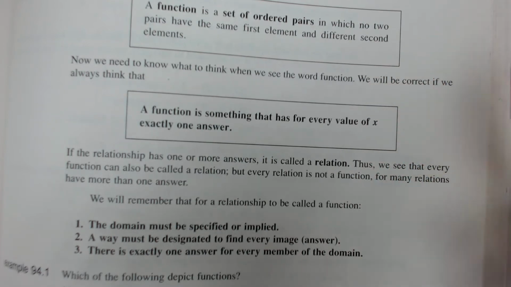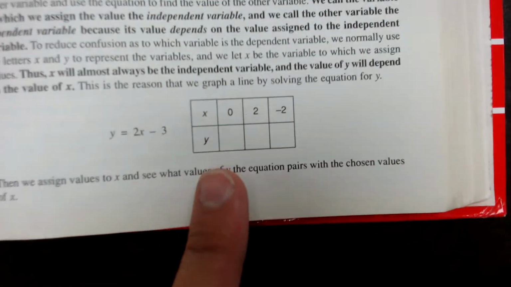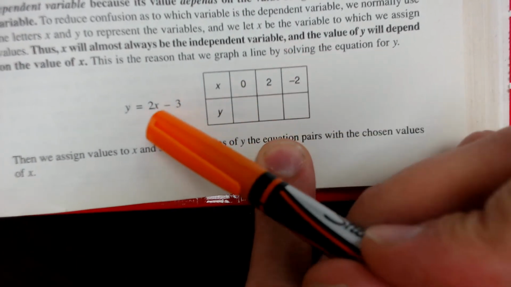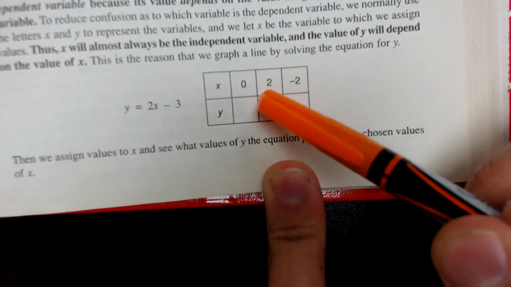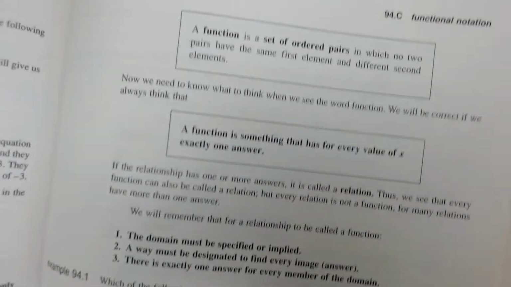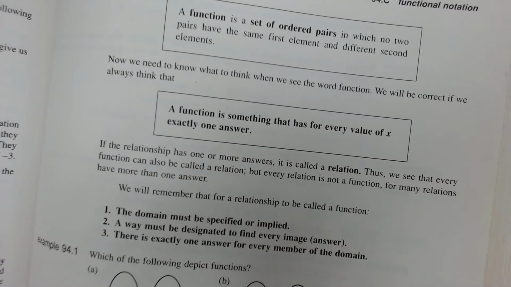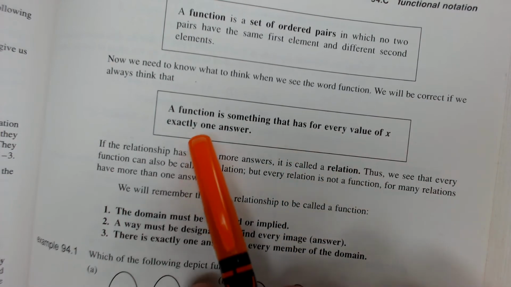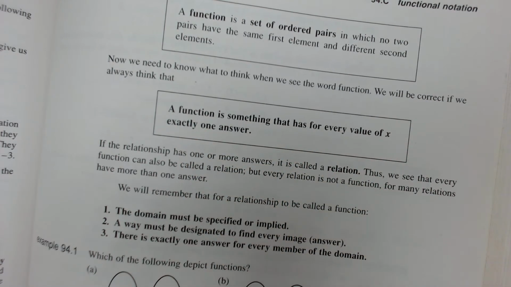That doesn't work. And if we go back to what we did when we were talking about dependent and independent variables, if I pick 2 and plug it into this equation, I'm not going to get two different values for y. I'm only going to get one. So a function follows that rule. If something doesn't follow that rule, then it doesn't count as a function. Another way to say it is that a function is something that for every value of x has exactly one answer.